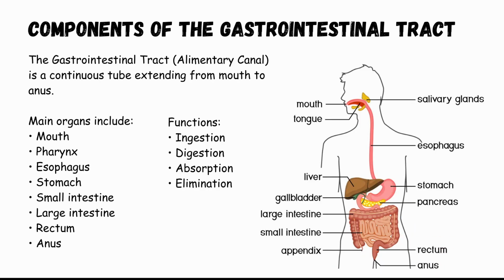These organs include the mouth, pharynx, esophagus, stomach, small intestine, large intestine, rectum, and anus. Each part of the digestive tract has a specific function that contributes to digestion and absorption. For example, the mouth begins digestion, the stomach performs mechanical and chemical digestion, and the small intestine absorbs nutrients. Together, these organs ensure that food is processed efficiently and nutrients are made available to the body.